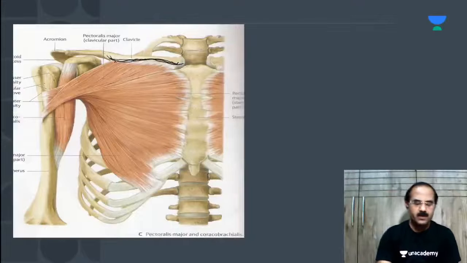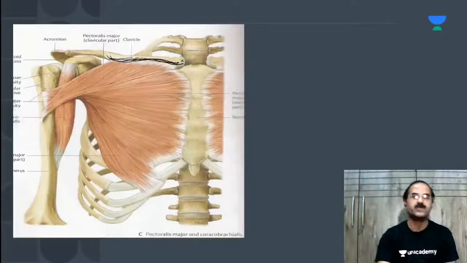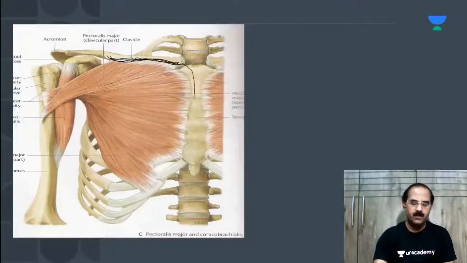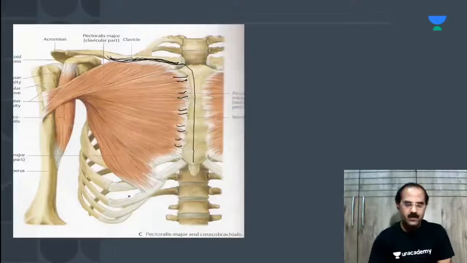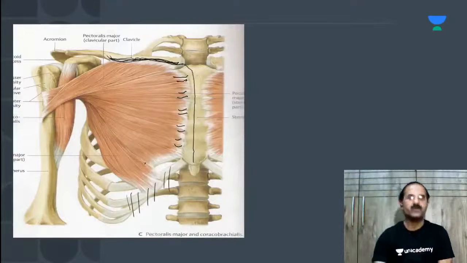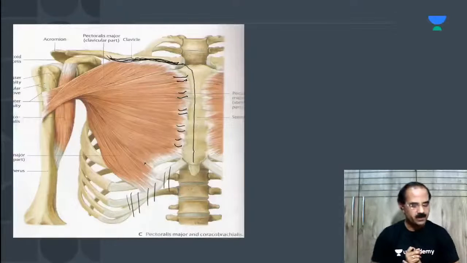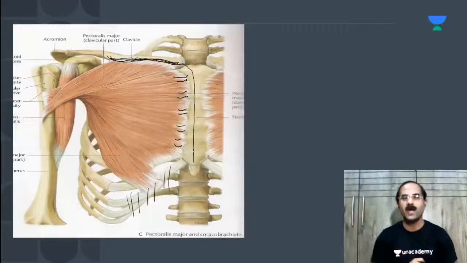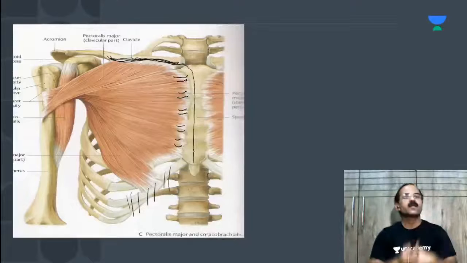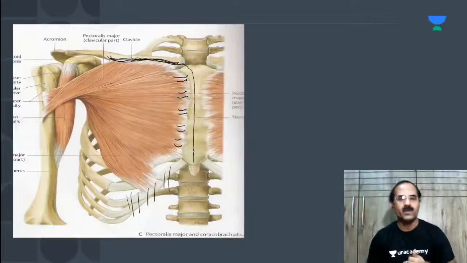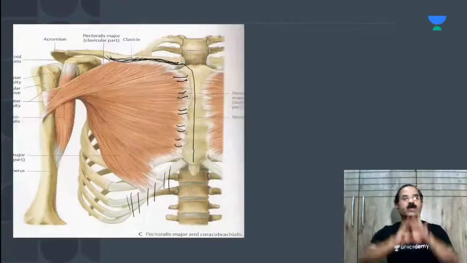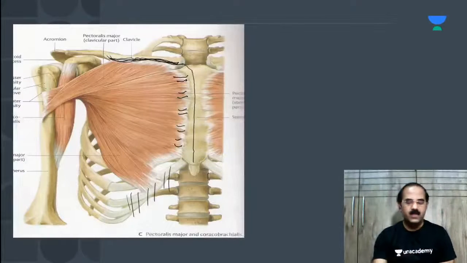So the pectoralis major begins from the medial 2/3 of the clavicle. It begins from the manubrium and the body of the sternum. It begins from the 2nd to 6th costal cartilages. And there's a muscle of the abdomen here which gives origin to pectoralis major. What is it? It's a paper-like aponeurosis, the external oblique aponeurosis. So this is the pectoralis major muscle.